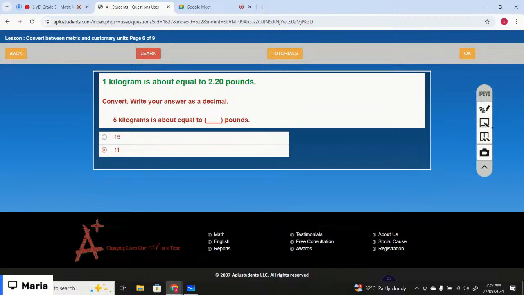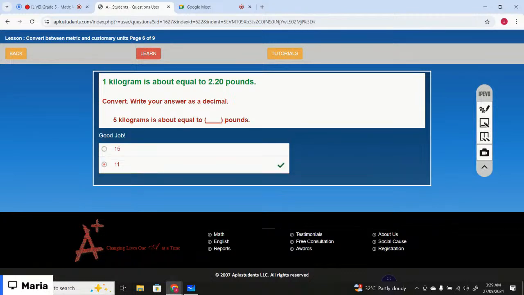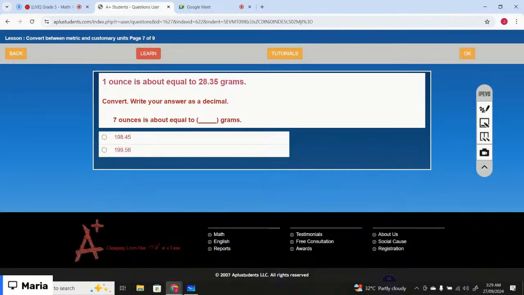That is 11. Option number 2 is the correct option. 1 ounce is equal to 28.35 grams. 7 ounces is about equal to how many grams? You have to do 7 times 28.35. So which is the correct option?